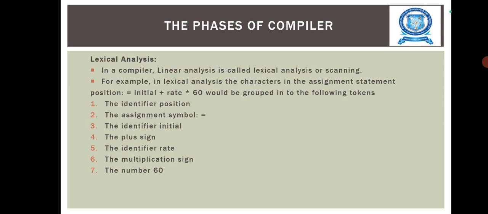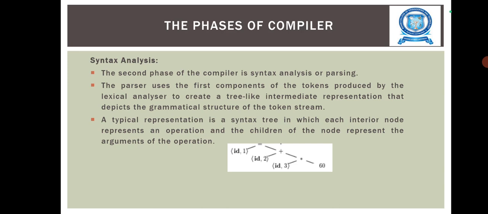First one is lexical analysis. In a compiler, linear analysis is called lexical analysis or scanning. For example, in lexical analysis, the characters in the assignment statement position equal to initial plus rate into 60 would be grouped into the following tokens. The identifier position, the assignment symbol equal, the identifier initial, the plus sign, the identifier rate, the multiplication sign, the number 60.